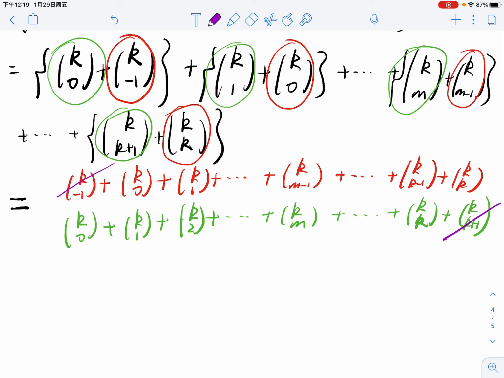And then what do you have? You have that this is just 2 to the k's power by induction. And oh, sorry, I don't use this. The second part is also 2 to the k's power. So finally, you have 2 to the k plus 1's power. Then we finish the induction.